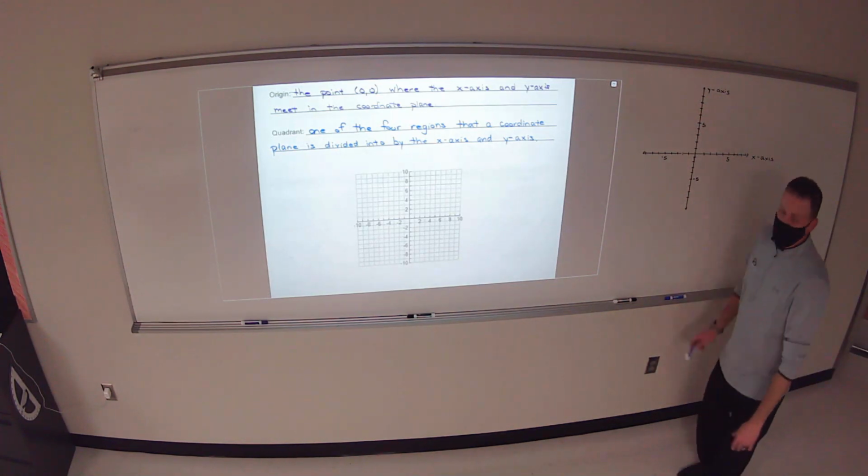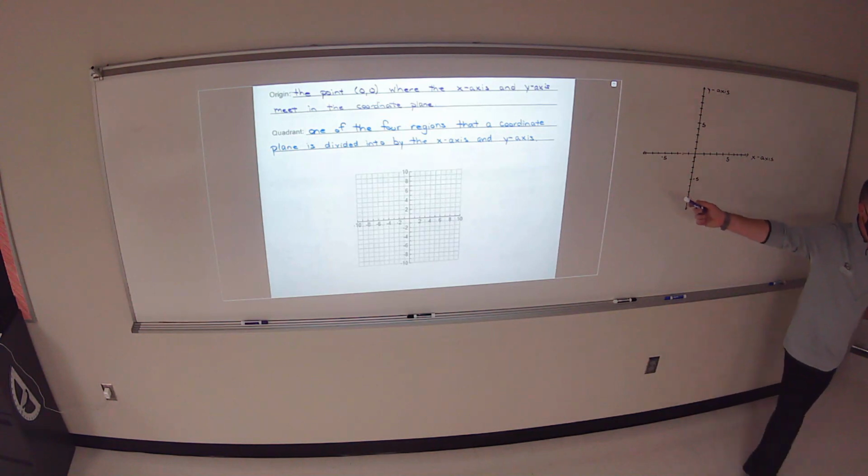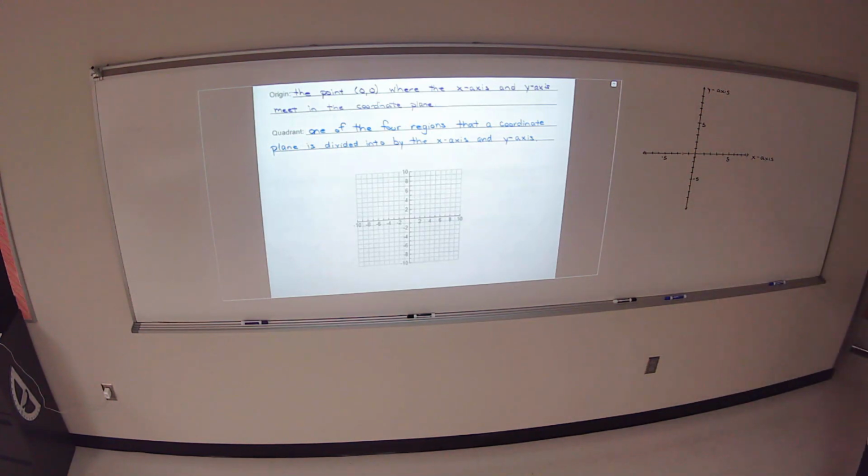Okay? Now, the whole thing in general is a coordinate plane. So I'm not going to label anything with that. That is what it is. Again, it continues up, down, left, and right forever and ever and ever.